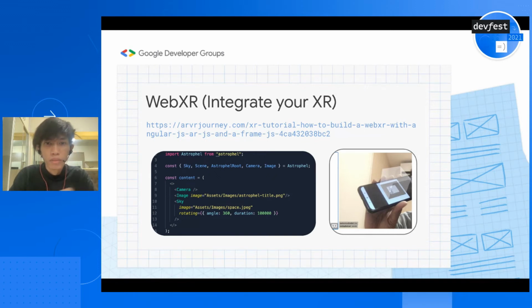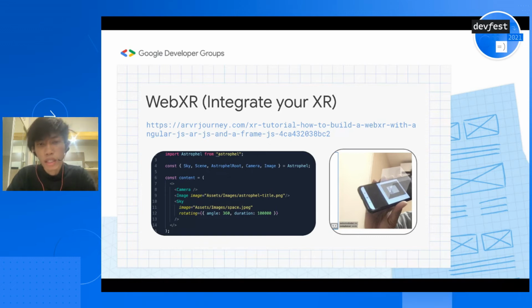You can just take a screenshot or something like that. You can access that also. So basically in here, as you can see, we just need to import the library for the XR. In here, I'm using my own custom library, which is called Astrofile.